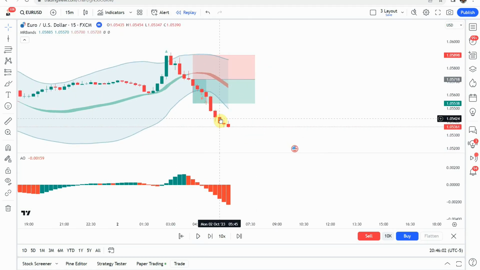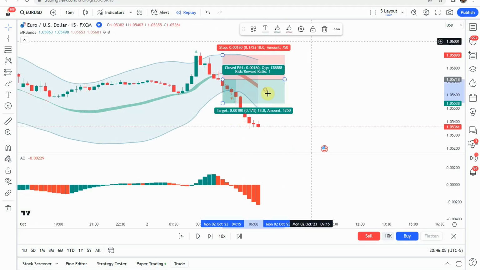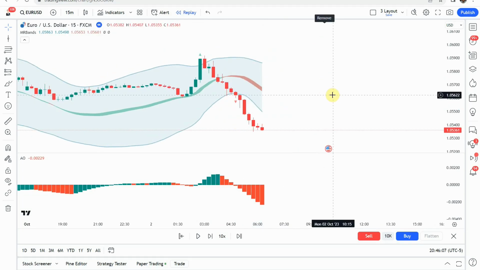And you see pretty much immediately we make the strong push to the downside, getting us to our take profit once again. Alright, so that puts us at the end of the testing right there.